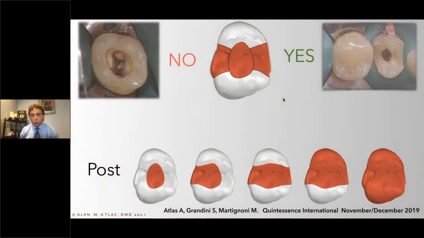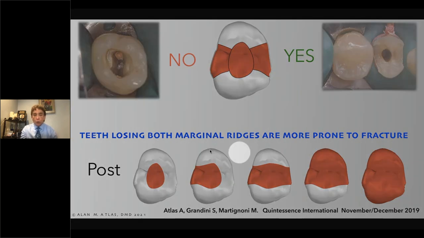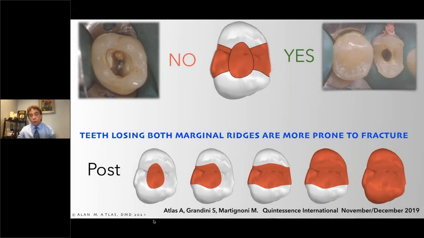So when we come to the decision, and we wrote an article about this that was published in Quintessence International last year, we saw that teeth losing both marginal ridges are more prone to fracture. We've known about this for years. We know that more tooth structure is removed during access opening, like this by Professor Scherer, who has done many studies that show that when more tooth structure is removed, the enamel is lost and the tooth becomes far more flexible.